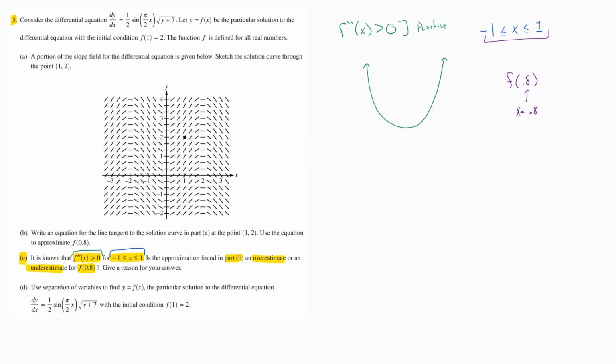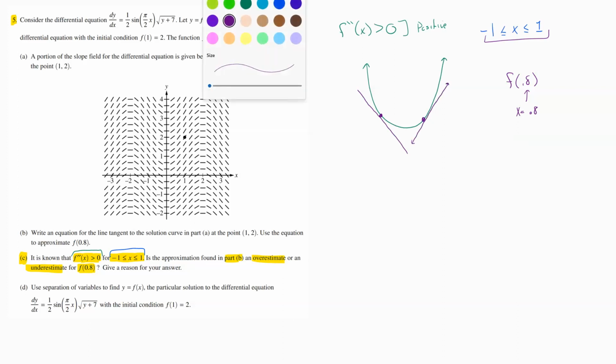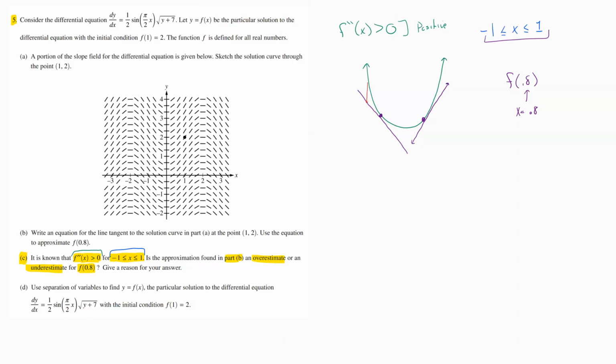What you can see on a concave up shape, if I just start drawing tangent lines, is that no matter where I draw a tangent line on this graph, all of my tangent lines are going to be below where the actual graph is. So no matter what, when I've got a concave up graph, every tangent line is going to be an underestimate of what the actual graph is. And so on this problem, you would just say, okay, it's going to be an underestimate.